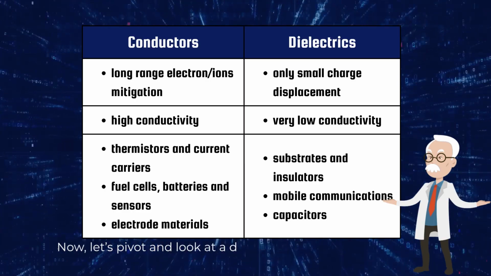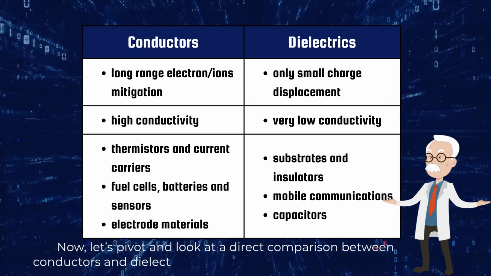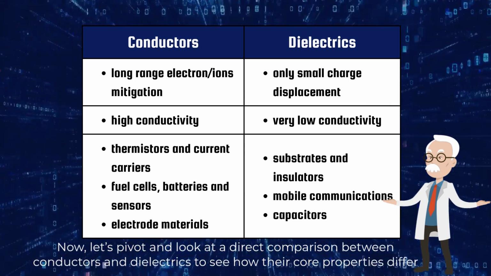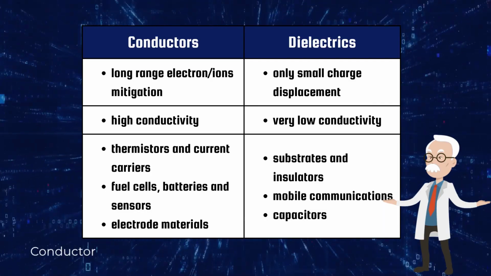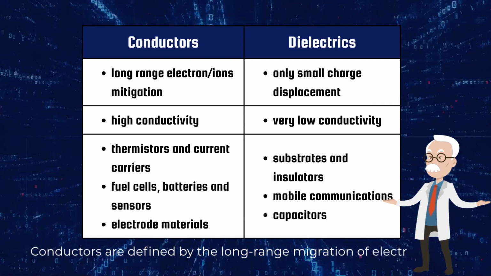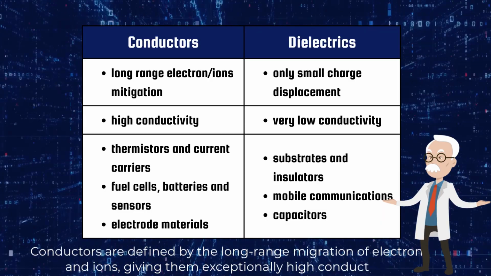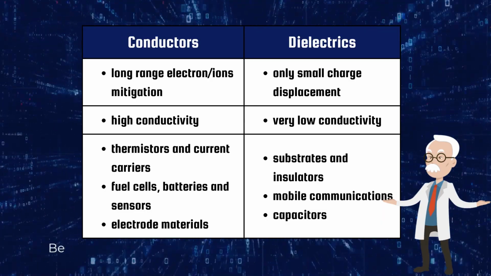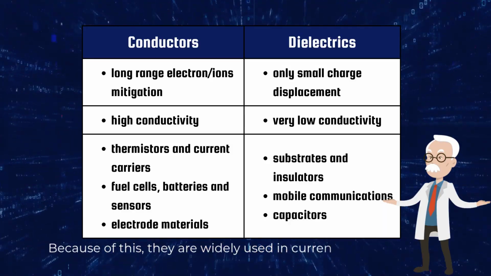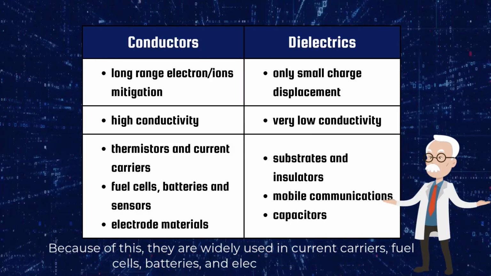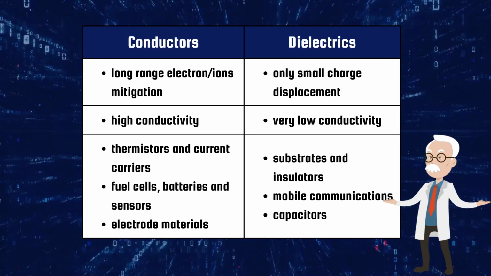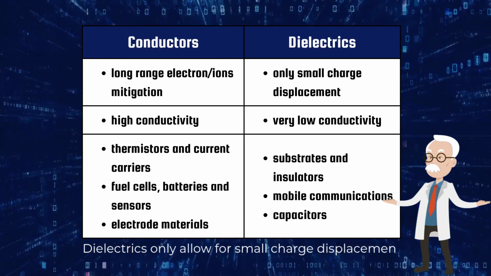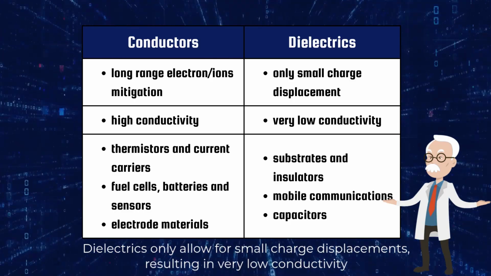Now, let's pivot and look at a direct comparison between conductors and dielectrics to see how their core properties differ. As we break down the table, conductors are defined by the long-range migration of electrons and ions, giving them exceptionally high conductivity. Because of this, they are widely used in current carriers, fuel cells, batteries, and electrode materials. On the other side, dielectrics only allow for small charge displacements, resulting in very low conductivity.